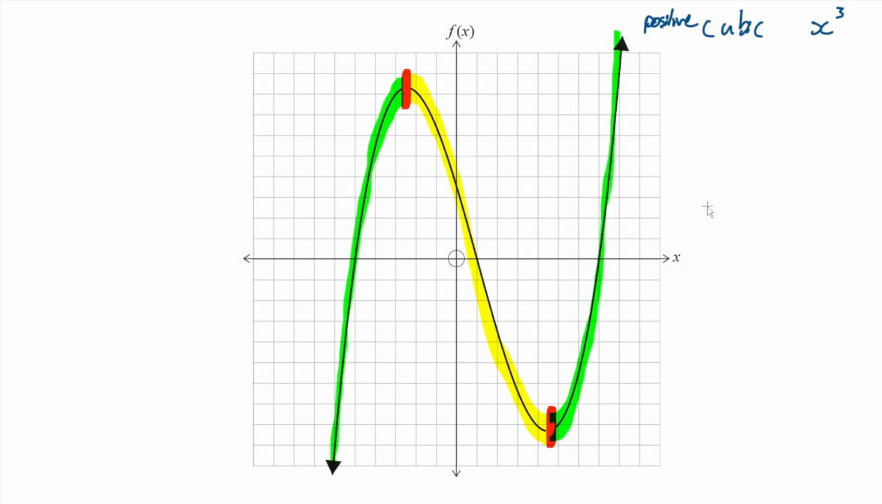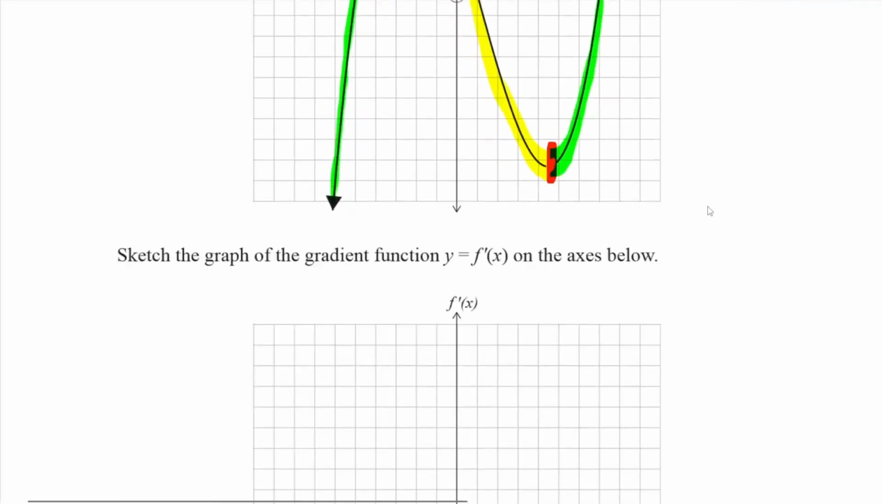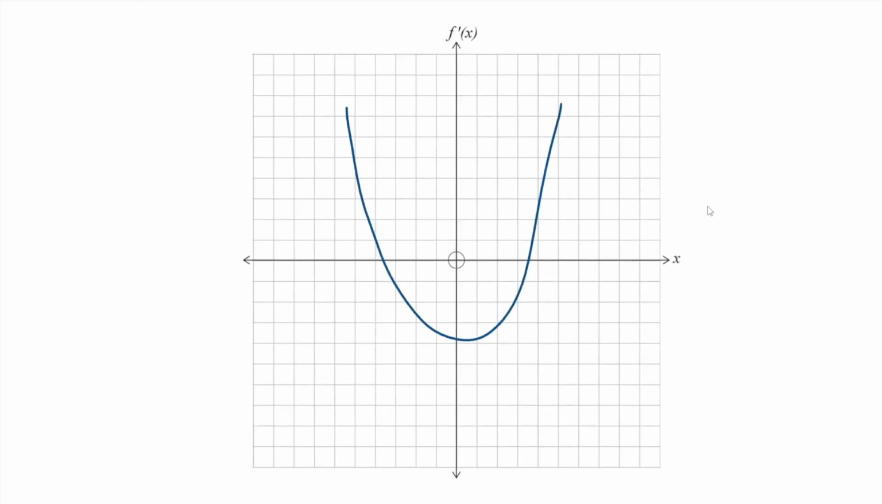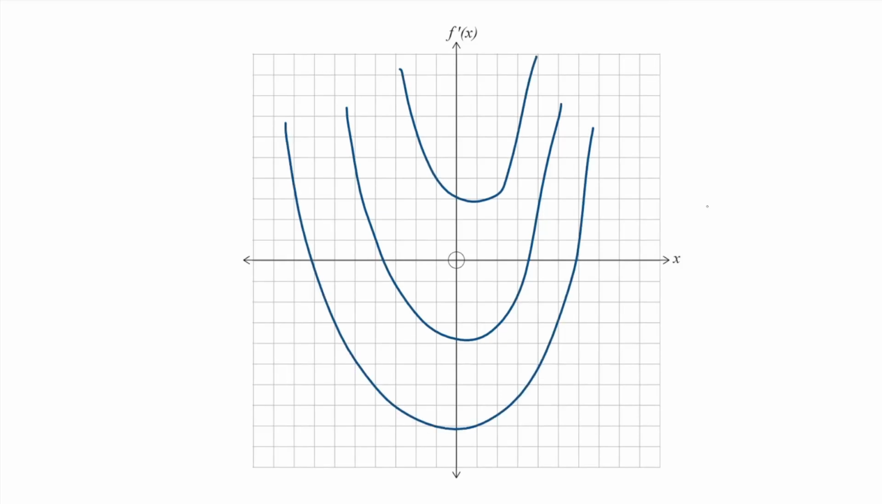Okay, so how does this help us? Let's go back to what we know about this shape. We know that it is a positive cubic. So if we differentiate it, we would get something like 3x squared, for example, or in other words, a positive quadratic. Right, so it goes from a positive cubic to a positive quadratic. So our gradient function would look like a positive quadratic. But how do we know where to position it? That's our next question.